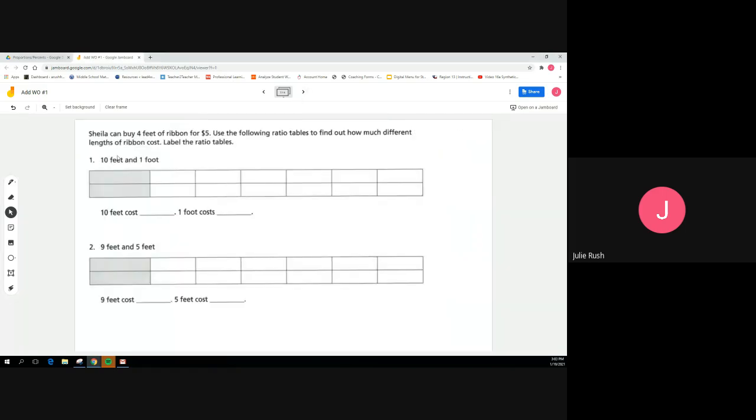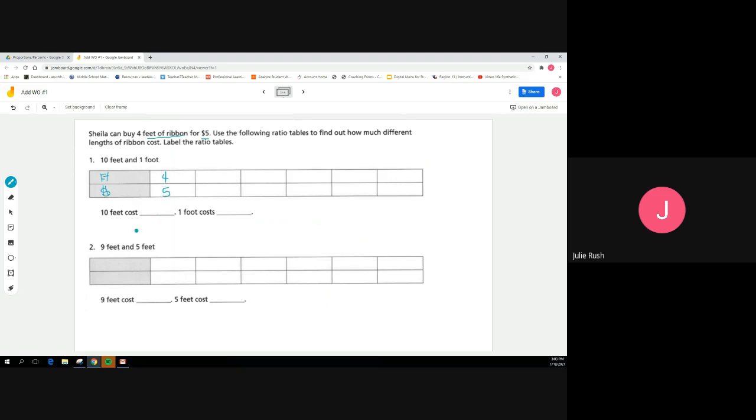Today, Sheila can buy 4 feet of ribbon for $5. So that's our given rate, okay? 4 feet of ribbon for $5. We use the following ratio tables to find out how much different lengths of ribbon cost. Label the ratio tables. So we have feet of ribbon, so this is going to be my ribbon, and this is going to be the cost. Okay, 4 feet. So I'm going to start with my given cost, $5.